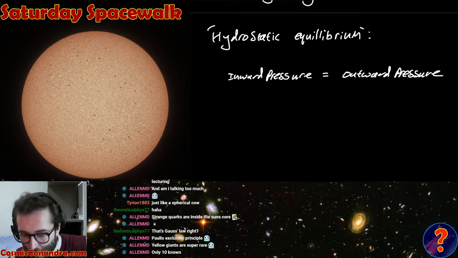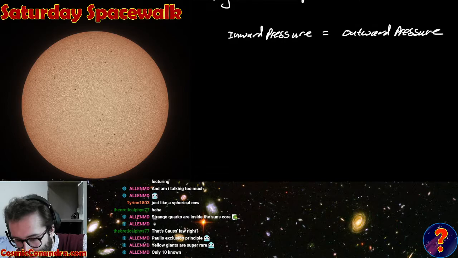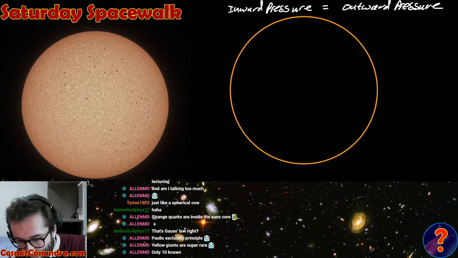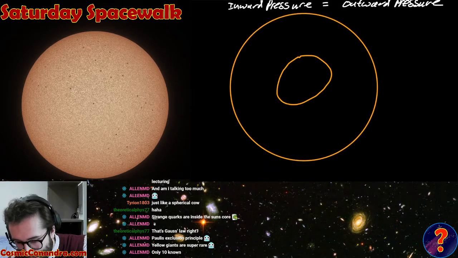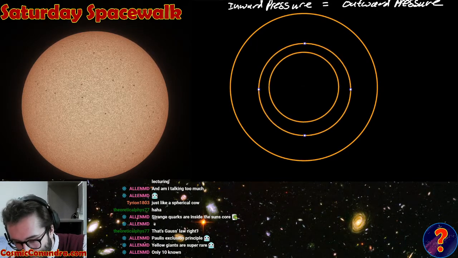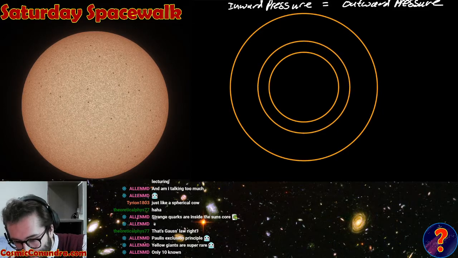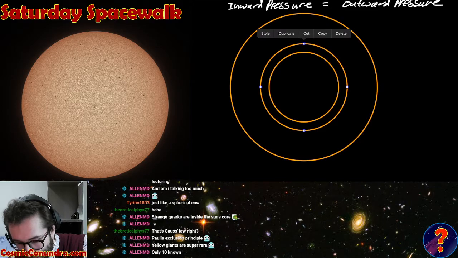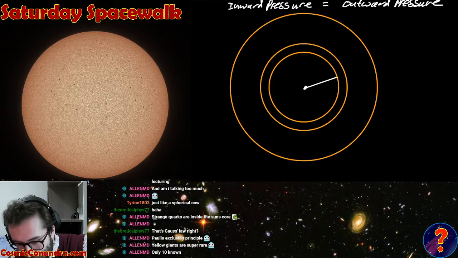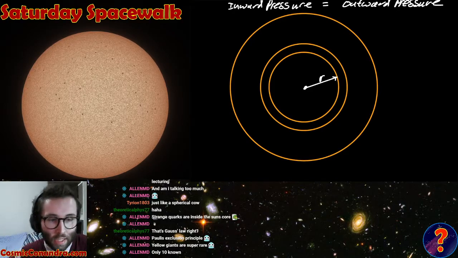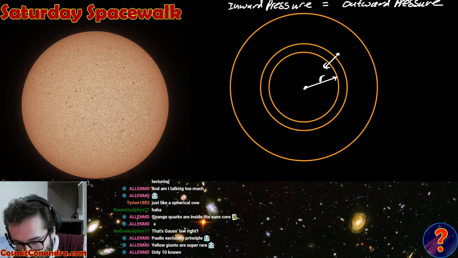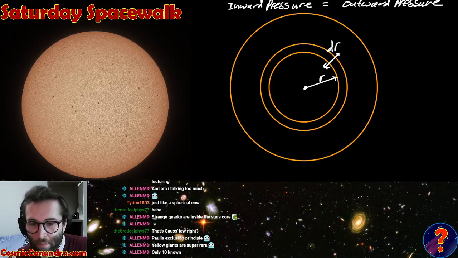So let's model these things. Again, we're going to draw this diagram of a star, and we're going to consider a layer within the star at some radius r. So this inner part of the shell here will be at a distance r away from the center. And we're going to say that the thickness of this shell is some small thickness dr. Okay, like a differential.